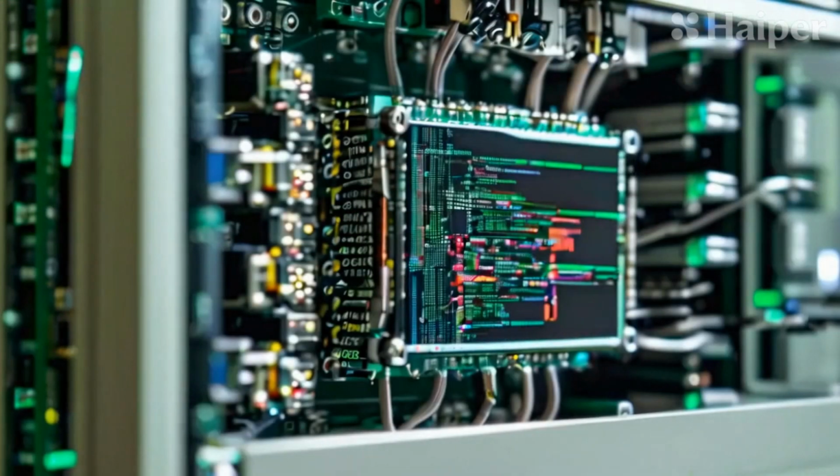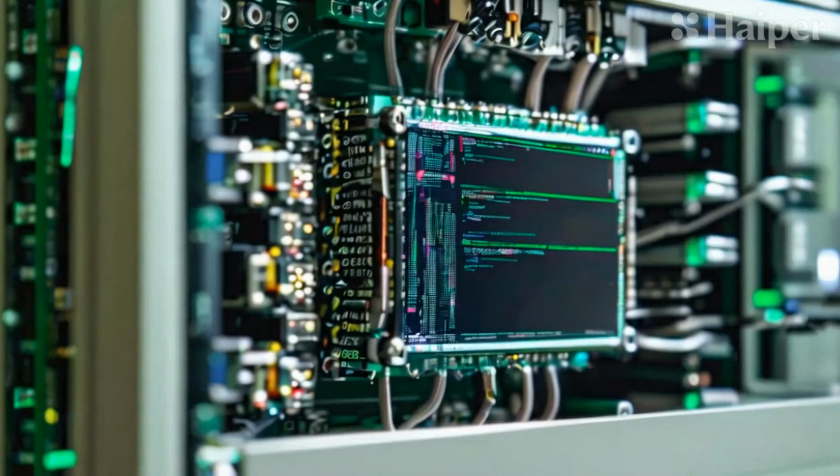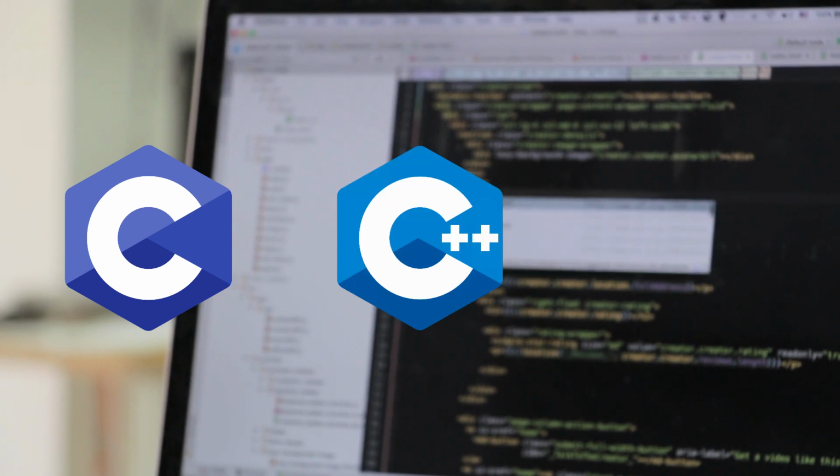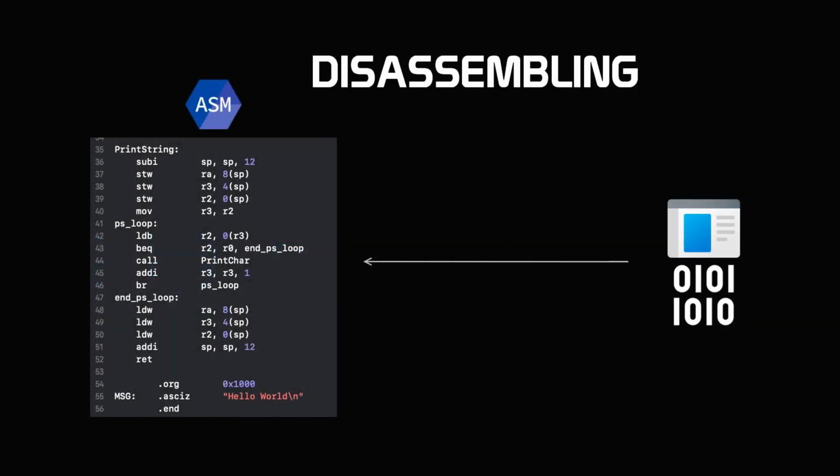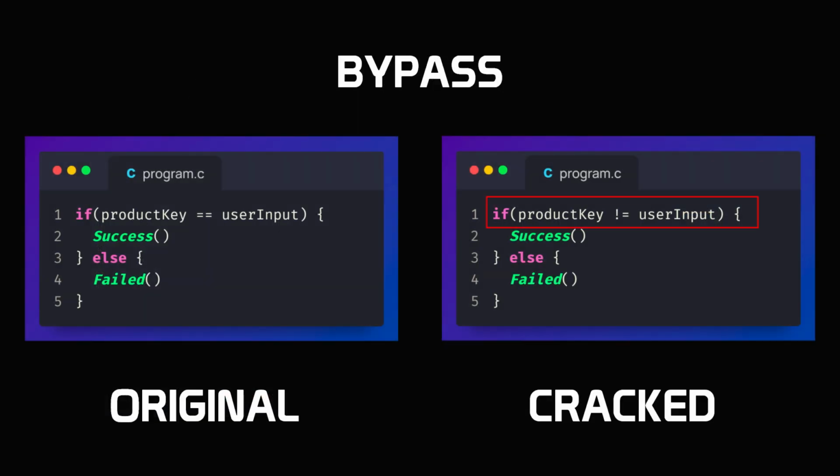Cracking software involves bypassing its built-in protections, which are designed to prevent unauthorized use. While programs are written in programming languages like C, C++, or Go, they are compiled into machine code, binary instructions that are not human-readable. To crack the software, hackers reverse engineer this machine code to convert it into a more understandable format, such as assembly language. This process involves disassembling the binary code to analyze its structure and functionality. By examining how the software enforces its protections, such as license checks or usage restrictions, hackers can modify the code to disable or bypass these mechanisms.